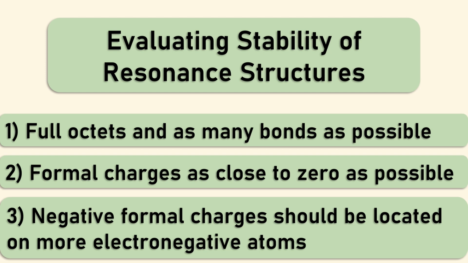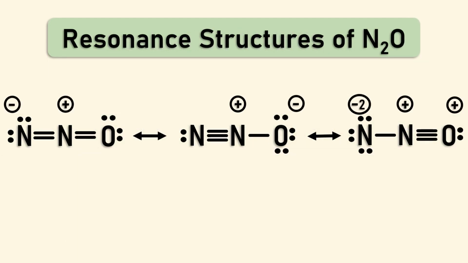Now let's return to our dinitrogen monoxide example. The last structure would be considered the least stable because there's a -2 formal charge on a single nitrogen atom. That would be too much of a charge on nitrogen considering that there is a more electronegative atom, oxygen, nearby. So we can ignore this third structure.